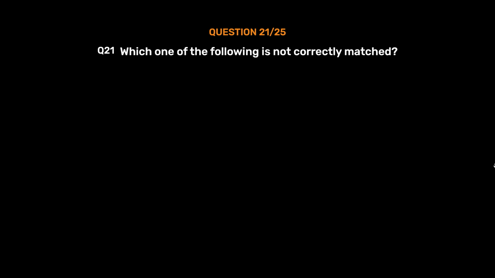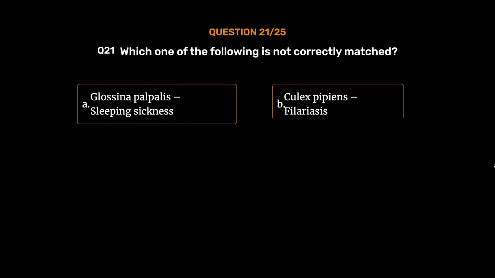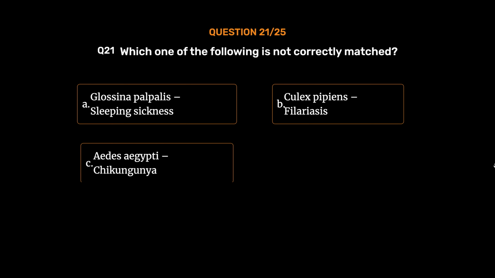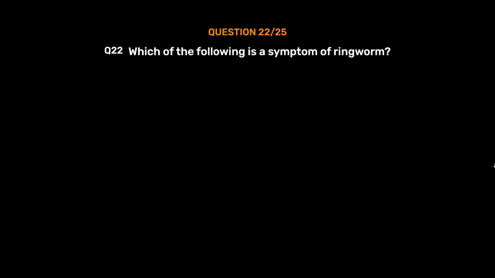Question number 21. Which one of the following is not correctly matched? Option A. Glossina palpalis, sleeping sickness. Option B. Culex pipiens, filariasis. Option C. Aedes aegypti, chikungunya. Option D. Anopheles culicifacies, dengue. The correct answer is option D. Anopheles culicifacies, dengue.